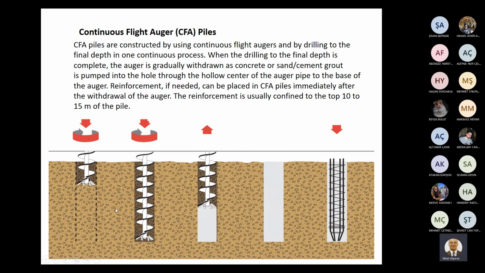After drilling with the continuous flight auger, the second step shows this time the borehole is completed. Then the auger is gradually withdrawn, taken to the surface, as concrete is pumped into the hole through the hollow center of the auger. We are withdrawing the auger.